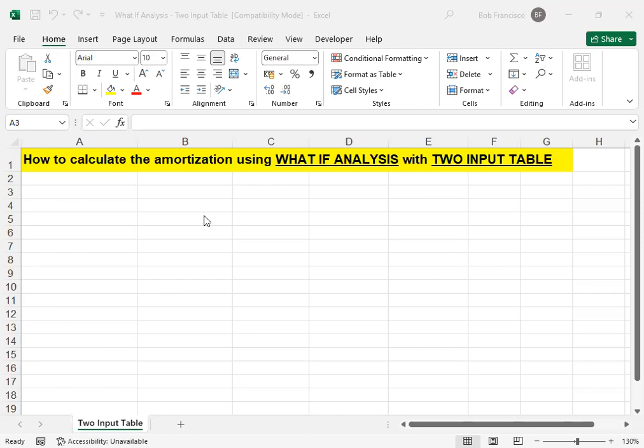Hey everyone, today I would like to discuss with you how to calculate the monthly amortization of your mortgage property like a house and lot or an expensive car, on different scenarios using what-if analysis with a two-input table. But first off, I would like to show you how to calculate straightforward the monthly amortization.